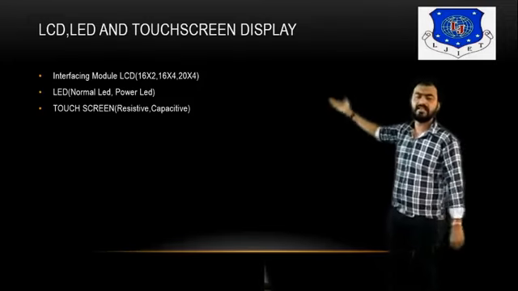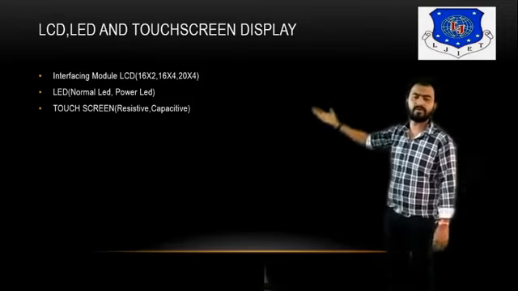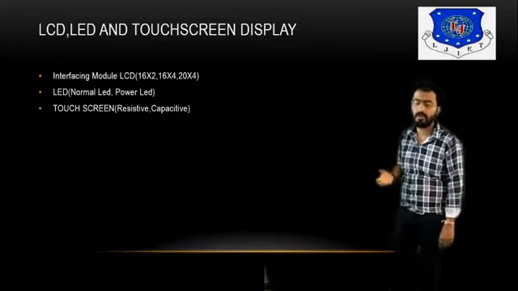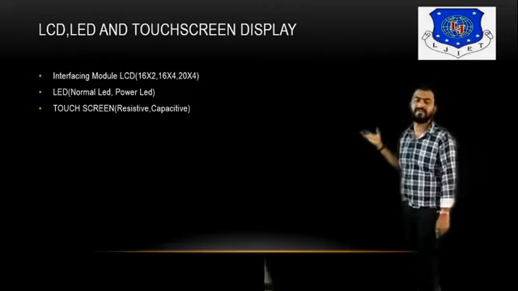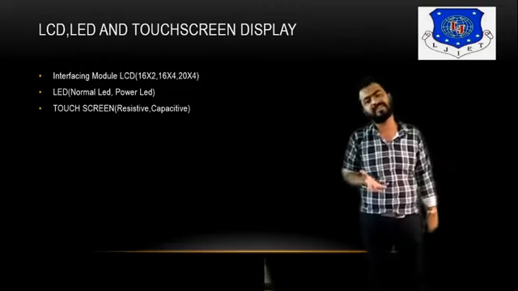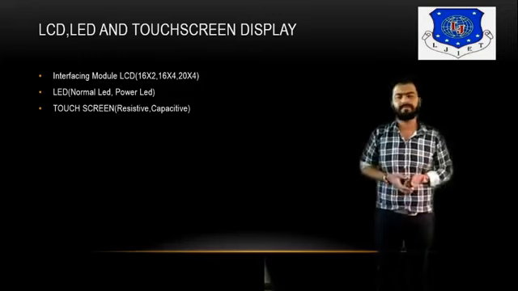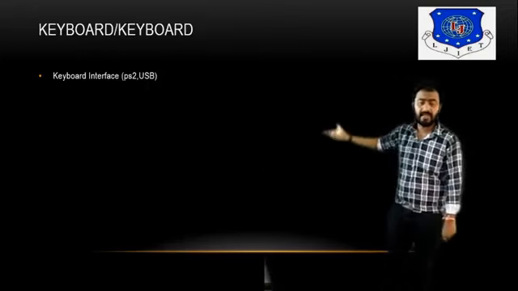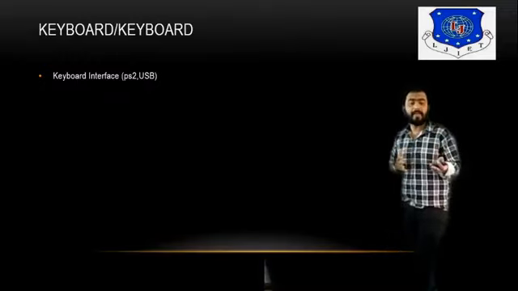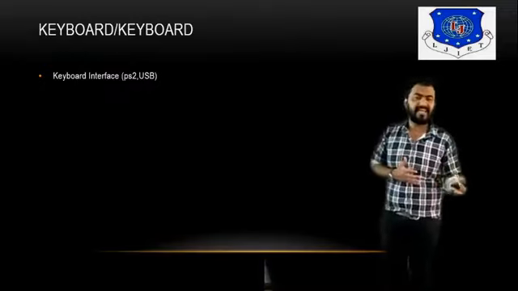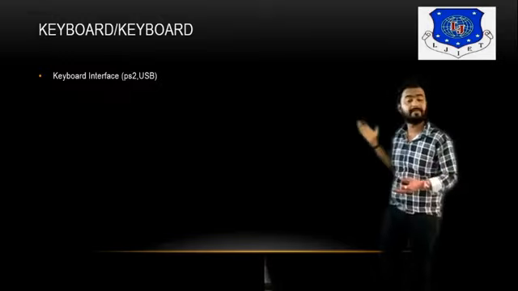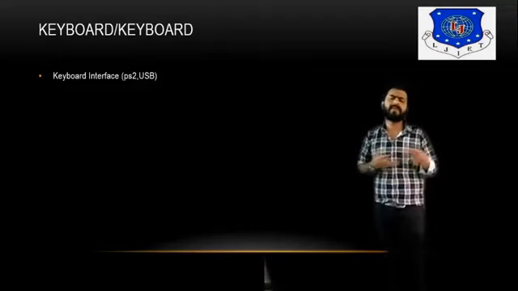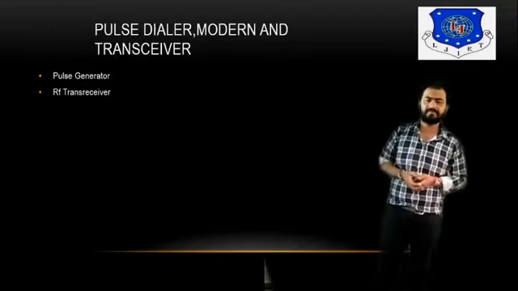Here you can see 16 by 2, 16 by 4, 20 by 4, we have different types of LCD modules, normal LED and power LED for visualization. Also you can use a touchscreen for providing different types of inputs, which can be capacitive or resistive. Keyboard interfacing, one of the best examples is USB and PS2. First we used PS2 cables, and right now we use USB interfacing modules for connecting any type of sensors or any type of keyboard with the microcontroller. It is based on your application.